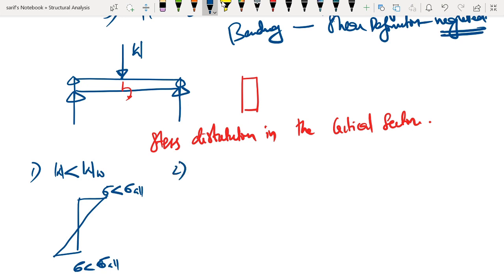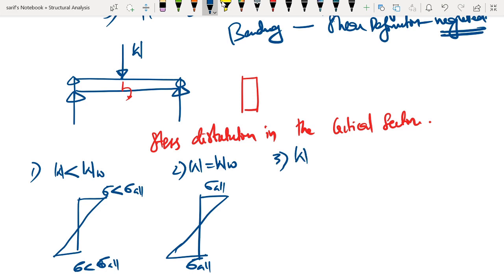The second case is when the load applied is equal to the working load. In this case, the stress distribution would again be like this. However, here the stress at the extreme fibers will be the same as the allowable stress. The third case is when we put the load equal to the ultimate load. When the load is equal to the ultimate load, the stress in the extreme fibers reaches the ultimate stress.